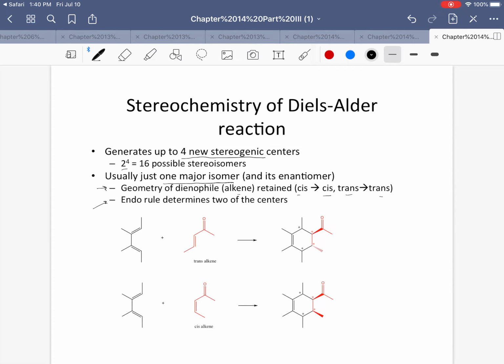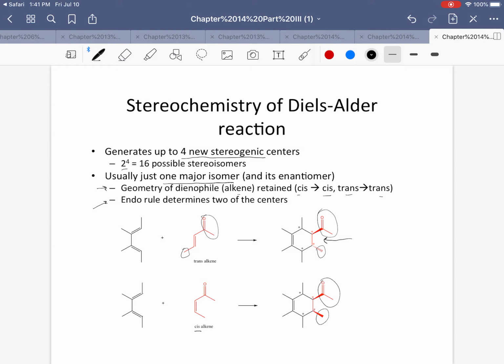If I look down here, I've got a diene with substituents on all 4 carbons. If I react that with a trans dienophile, methyl and the carbonyl are trans. In the product, the part that came from the dienophile is shown in red, and the methyl is trans to the carbonyl. If I react the same diene with the cis alkene, now the carbonyl and the methyl are going to be cis to each other. So again, those are the easy centers to identify.